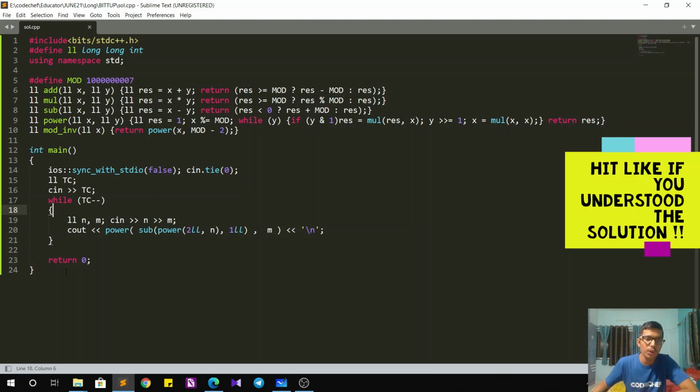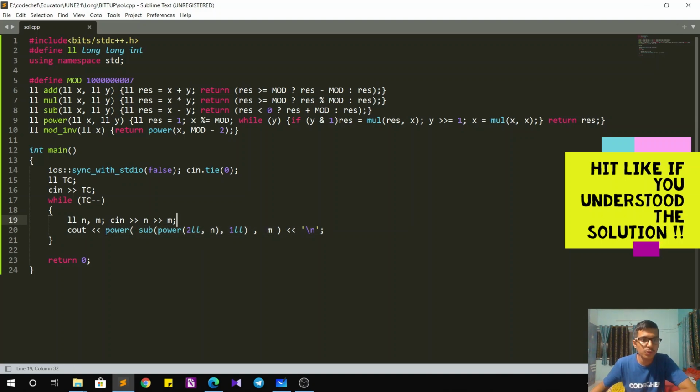So first of all, 2 to the power n minus 1, that can be written in this manner. That is, I am subtracting 1 from 2 to the power n. So all operations have to be modulo operations so that the answer is not wrong. So once that is done, I have to do that part whole to the power m. So that is again done using this bigger power function.